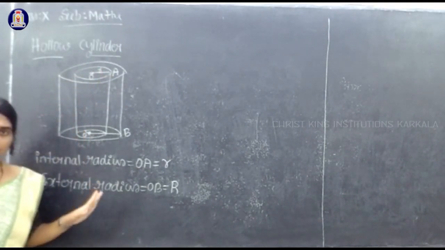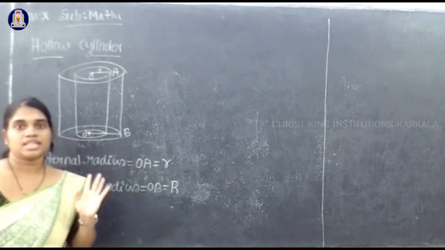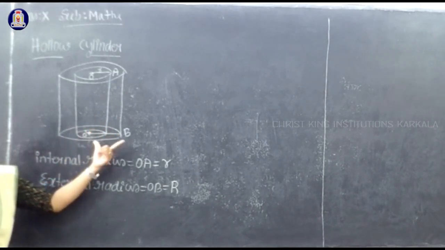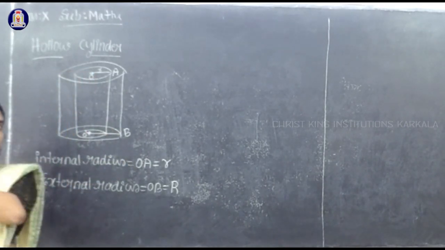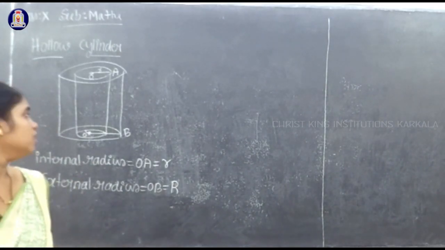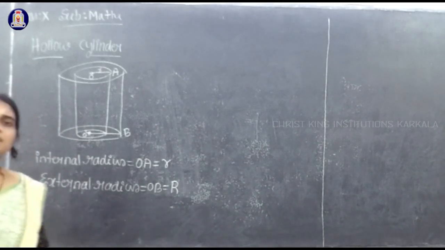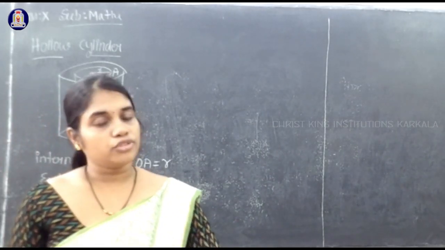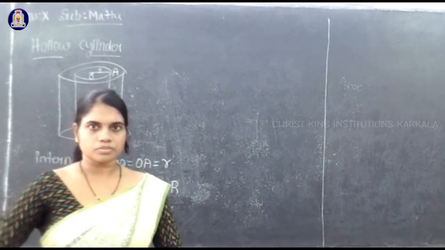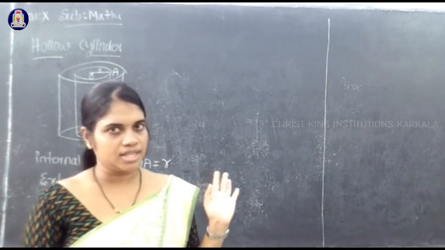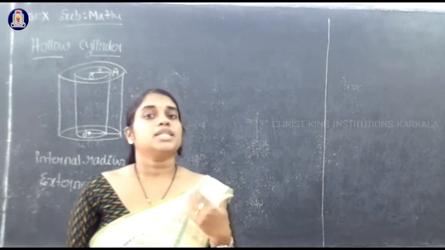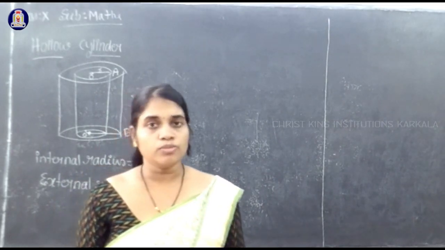OA means internal radius. O dash B means external radius. The length of the external radius is larger than the internal radius. So here you can observe some difference between the internal radius and the external radius. Then what about CSA, TSA and volume of the hollow cylinder? Students, you have studied the CSA, TSA and volume of the cylinder, a right circular cylinder, in your previous session. But for the hollow cylinder, the CSA, TSA and volume will be different.